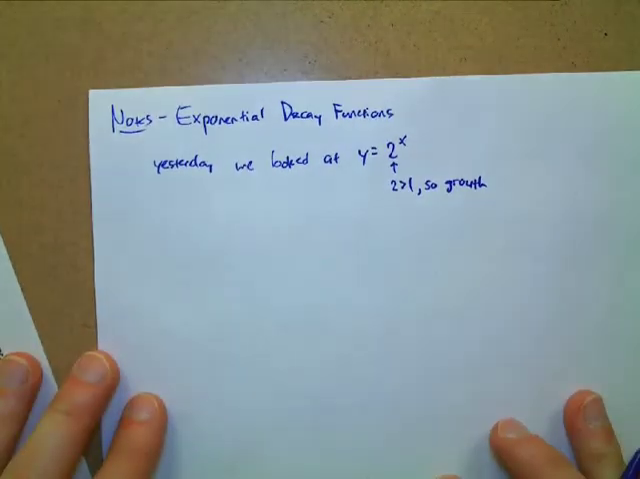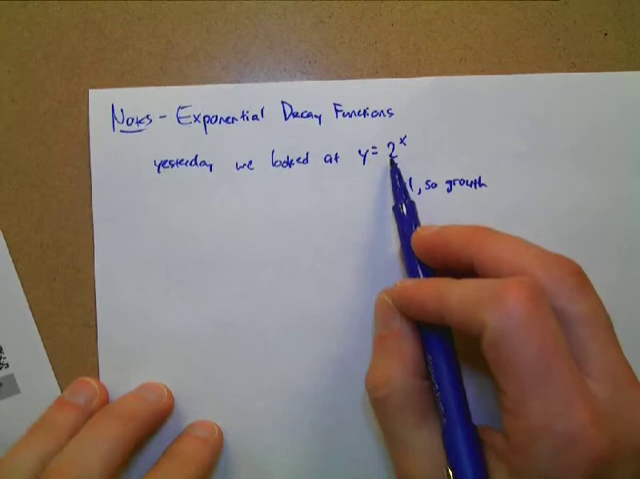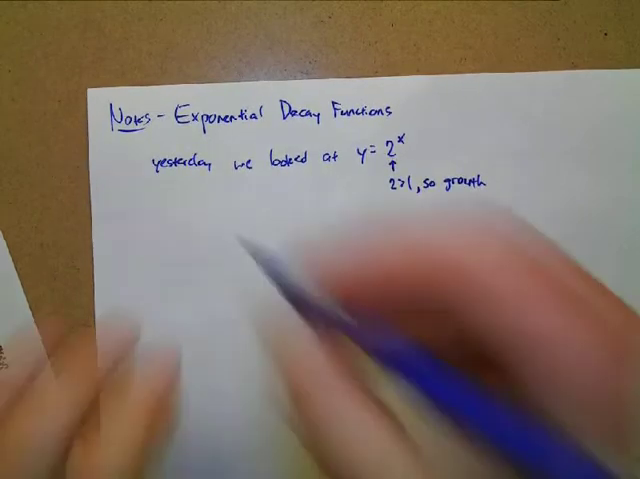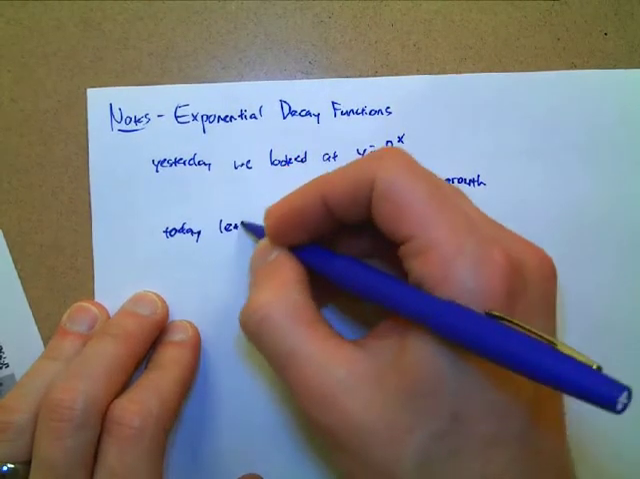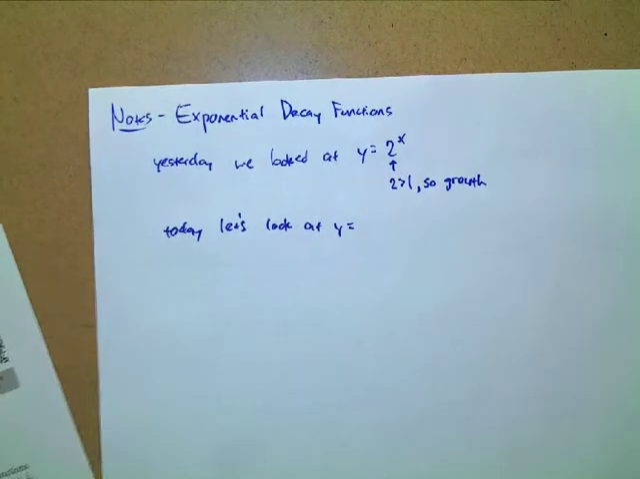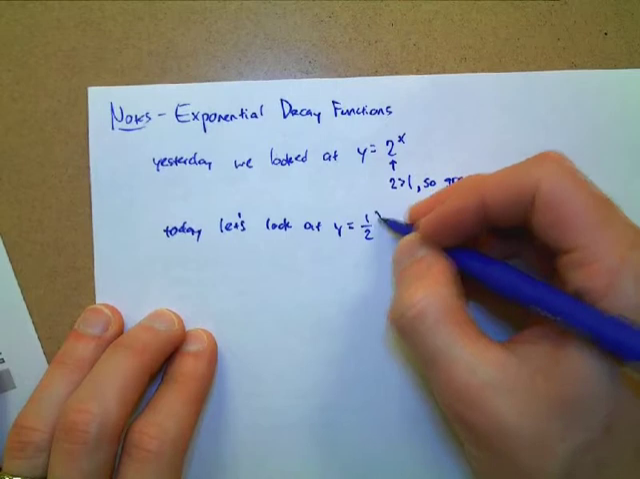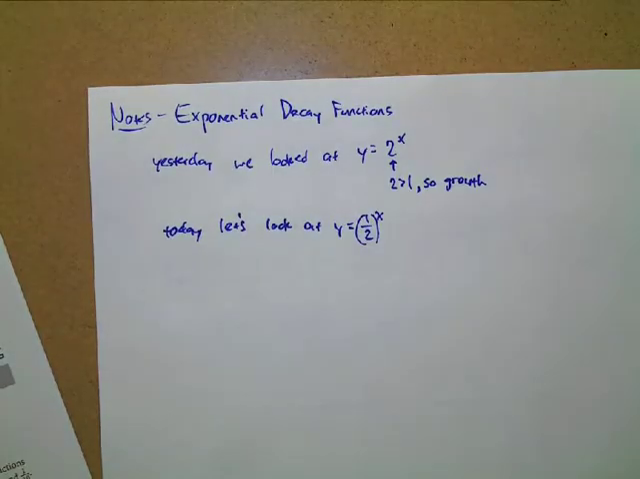Today, we're going to look at b values. This is b, the base of our exponent. b values between 0 and 1. So today, let's look at a b value between 0 and 1. Let's try 1/2 to the x.